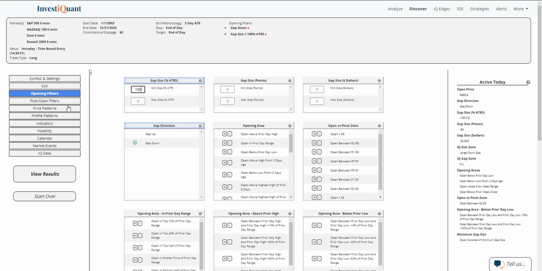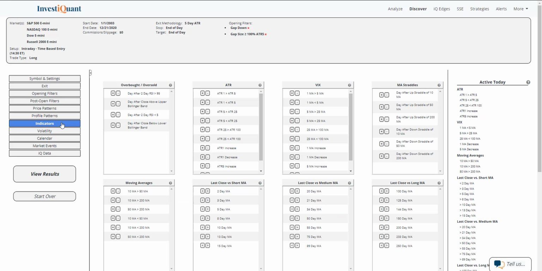Next, I'm going to go into the indicators section. I'm going to put us in a similar market environment, which is above a 10-day simple moving average and above a 200-day simple moving average.